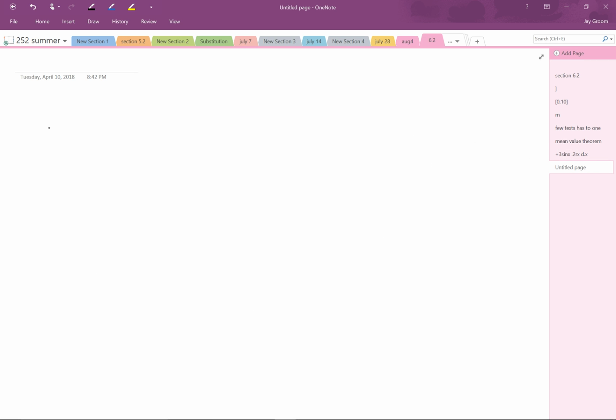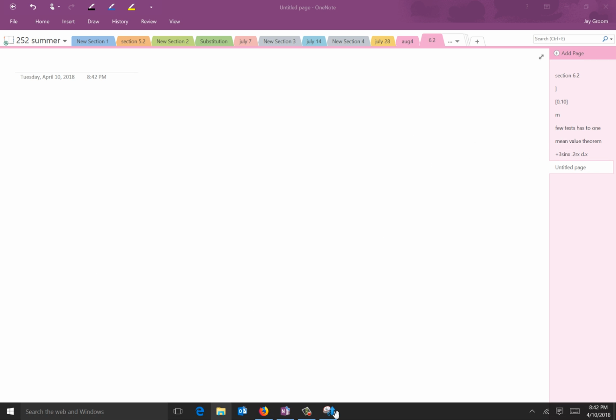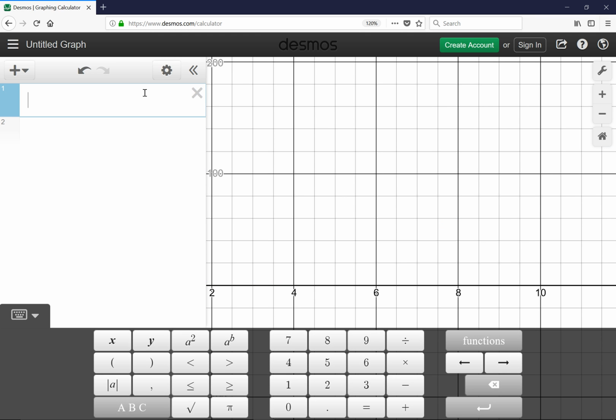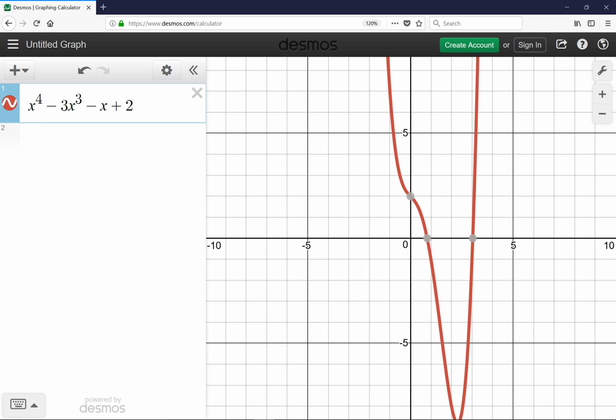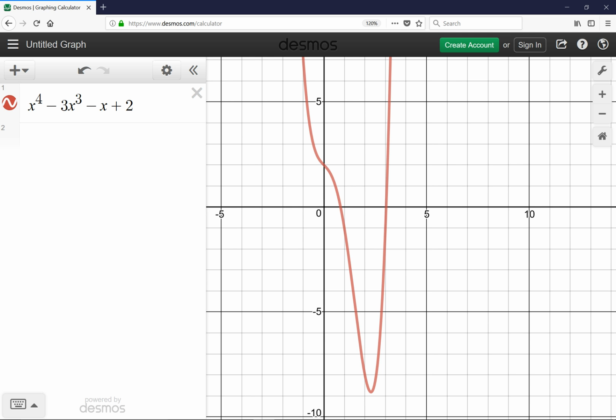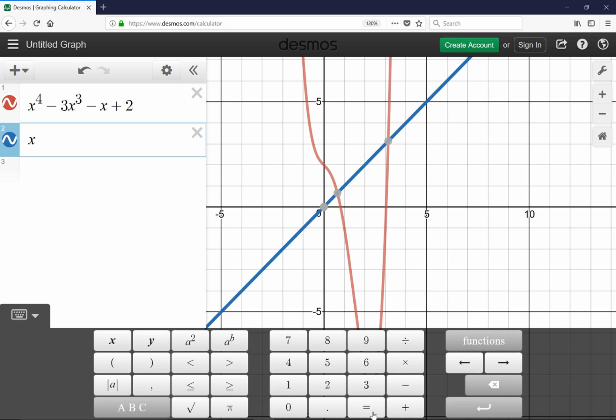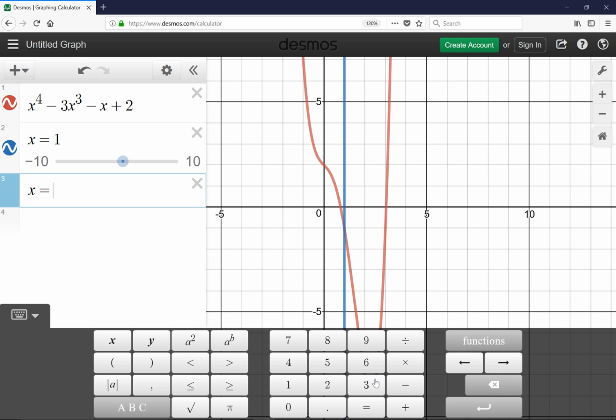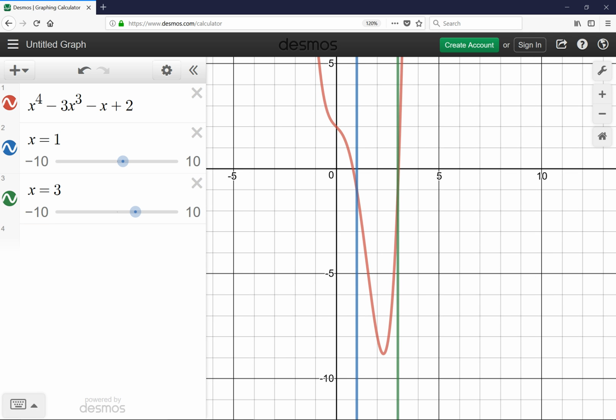I'm going to give you one here that's kind of interesting. I'm going to graph it just for a good time, because I want to make it interesting. So x to the 4th minus 3x cubed minus x plus 2. Zoom. Let's go from 1 to 3. Look at that right now. That red line is entirely below the x-axis on that interval. What does that say about my average value? It better be negative.